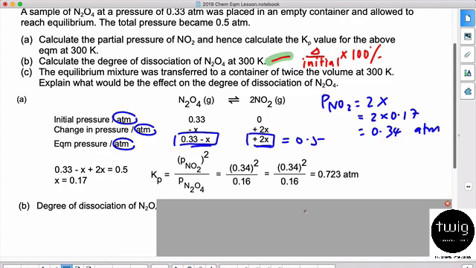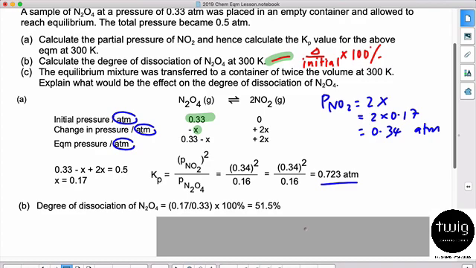So this is 0.34. You sub in the x here, this should be 0.16. Then you get this. Simple? The degree of dissociation is not difficult. All you need to do is the change over the initial, then times 100%. So the change is 0.17 divided by the initial, times 100%. Not too difficult. Okay, let's do the last part.